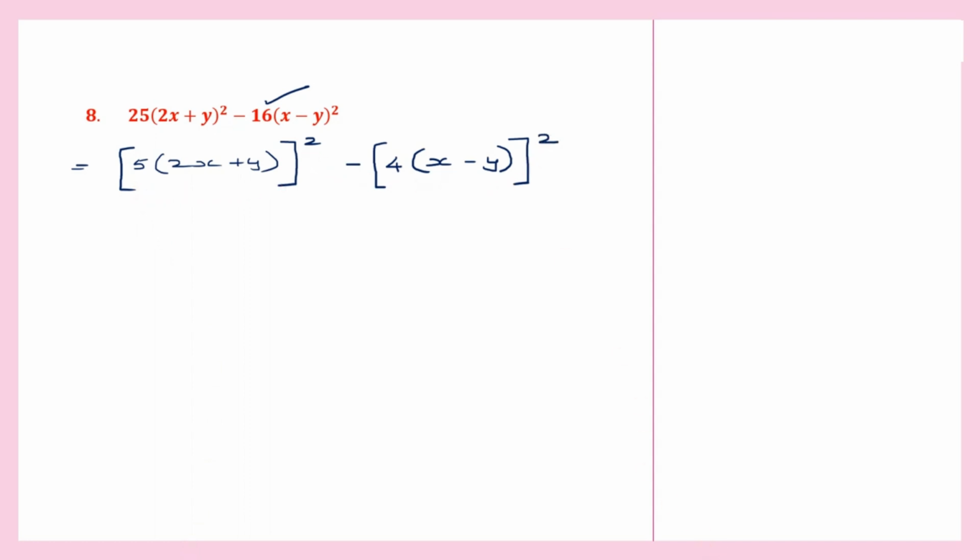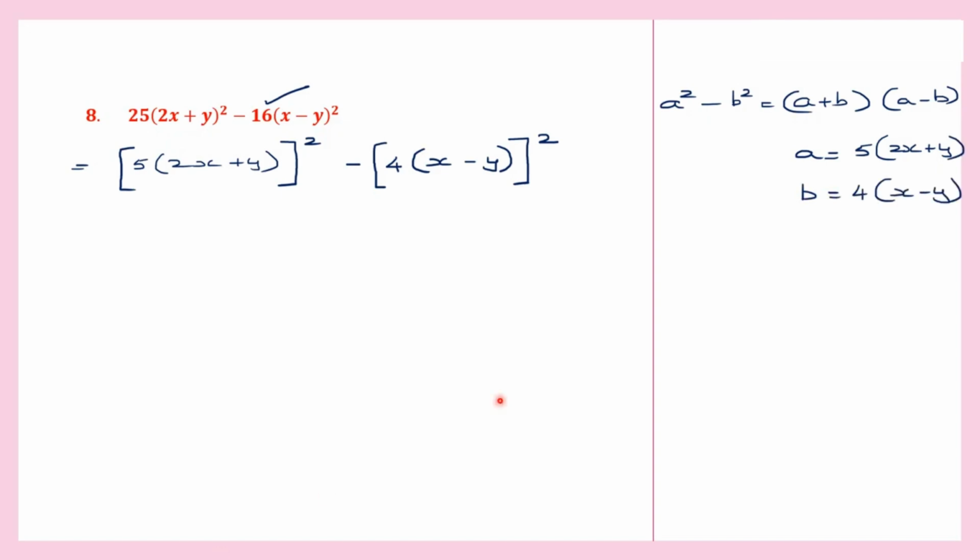So what is the formula in that case? A square minus b square is equal to (a plus b) into (a minus b). So what is a here? A is the whole of this first factor here, this whole thing. That is 5 into (2x plus y). This is a. So what is b? B is 4 into (x minus y).